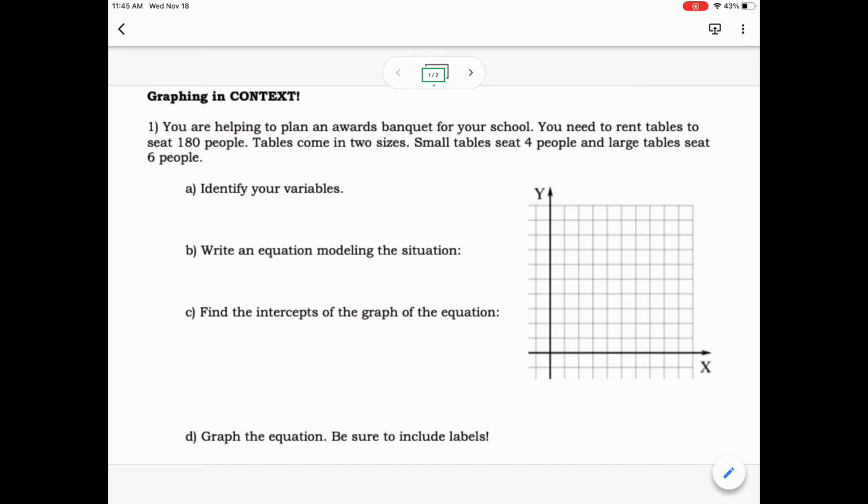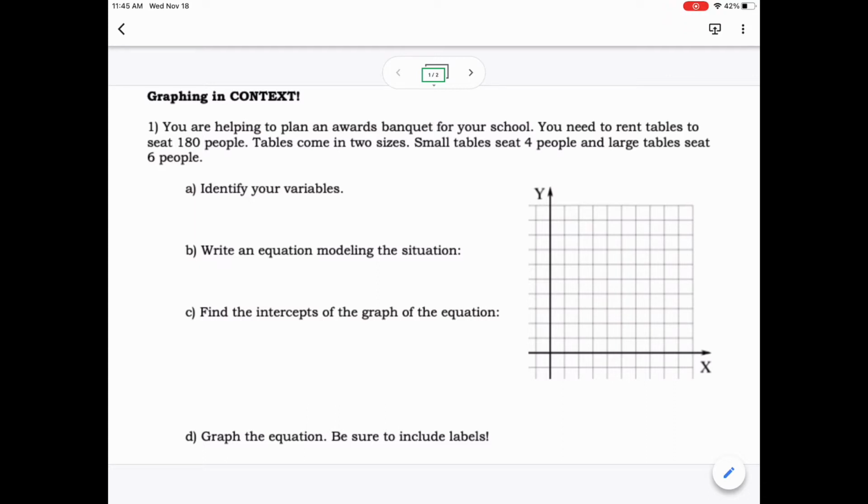Okay. So here, number 1, you are helping to plan an awards banquet for your school. You need to rent tables to seat 180 people. Tables come in 2 sizes. Small tables seat 4 people. Large tables seat 6 people. First, we need to identify our variables. Write an equation modeling the situation. Find the intercepts of the graph of the equation, and then graph the equation. Be sure to include labels, okay?